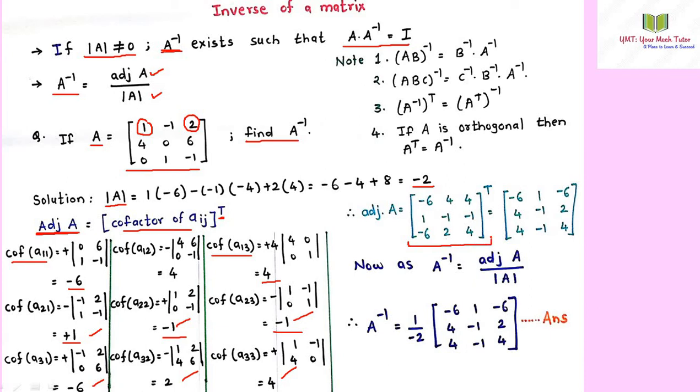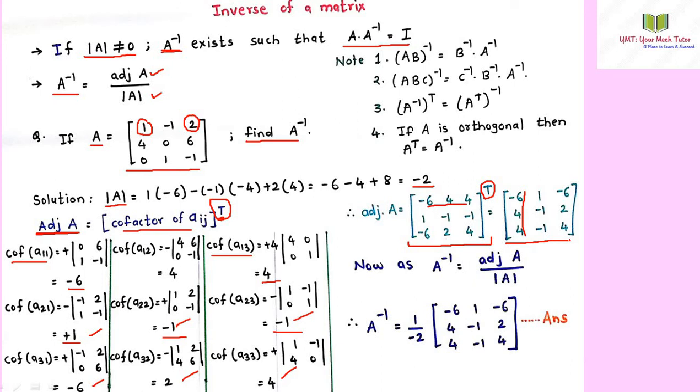It is formed by cofactors of all the elements. You have to take its transpose to get the adjoint matrix. So what do we do to get the transpose of a matrix? We interchange rows and columns. So this first row becomes the first column. Then 1 minus 1 minus 1, this is the second row, it will become the second column, and minus 6 2 4, this is the third row, it will become the third column. So this will be your adjoint matrix.